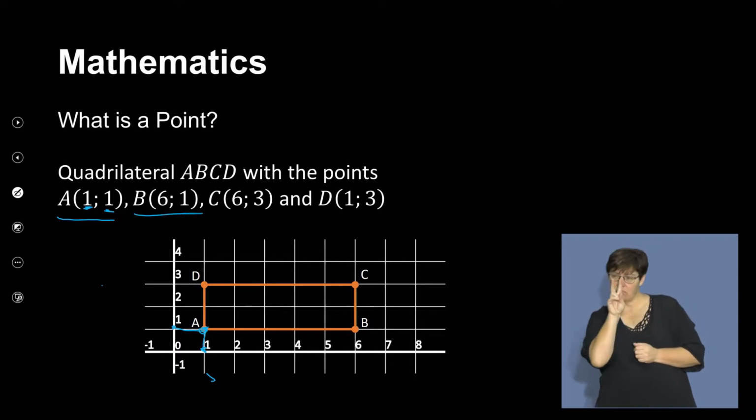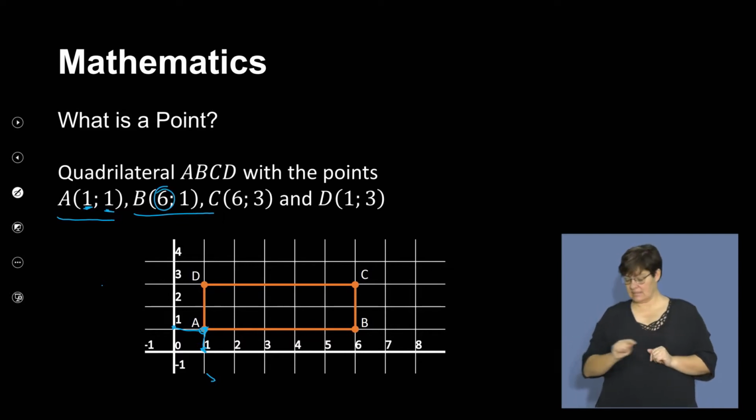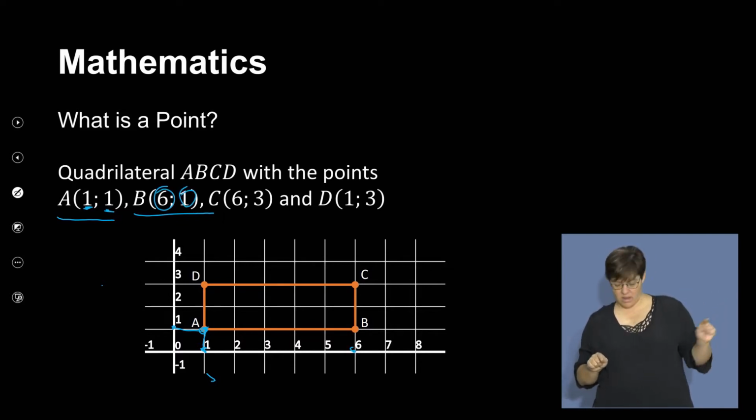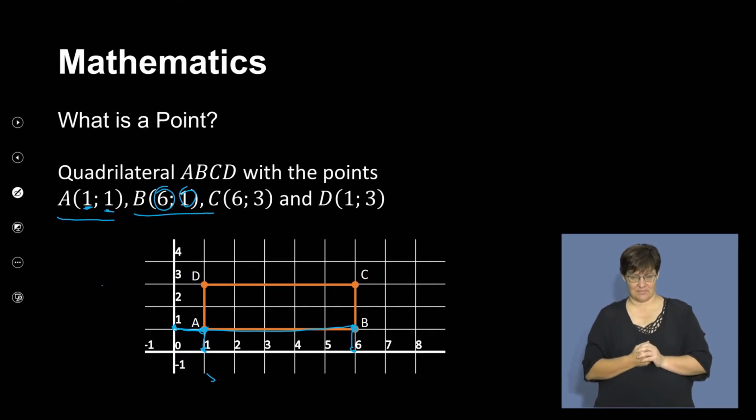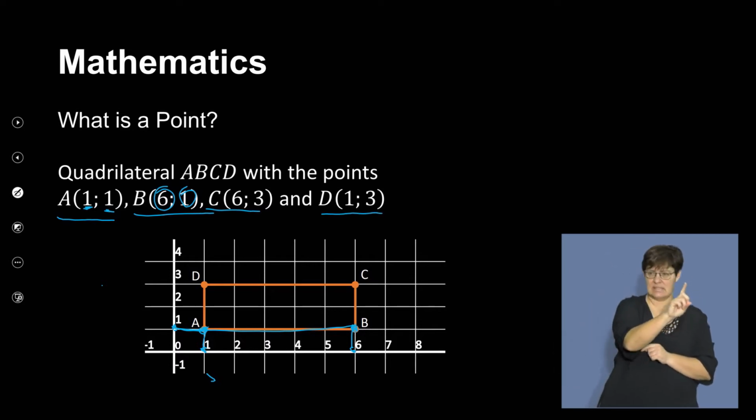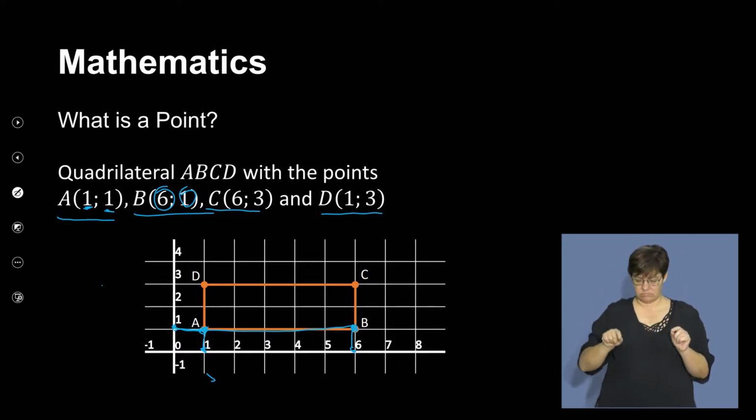B, the x-coordinate is 6, well, that's here. The y-coordinate is 1, that's here. And where do they meet up? Here at B. Now, I've also plotted C, and I've plotted D, and I've joined them up into a rectangle.